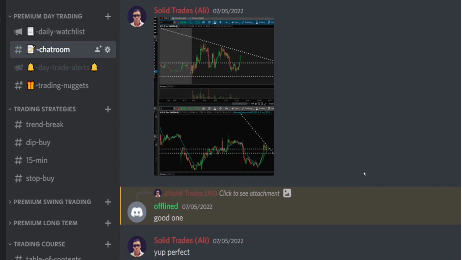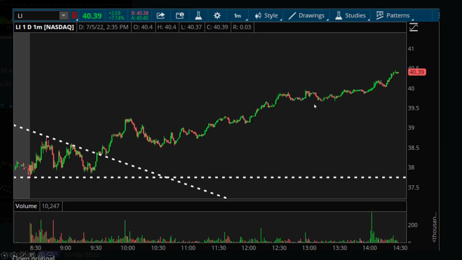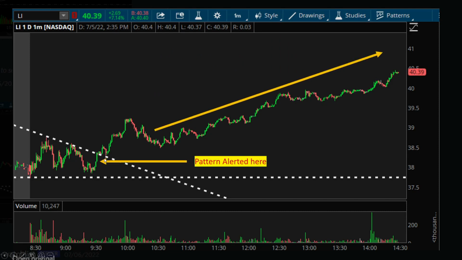Bringing you another video. Just the other day I alerted LI in my chat room, trading stock LI Motors, and I alerted this screenshot pattern, thinking that it's going to go up, and exactly that's what happened. Right after I alerted it right here, the stock had a massive move.